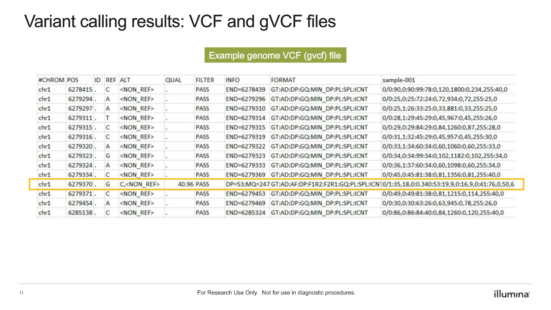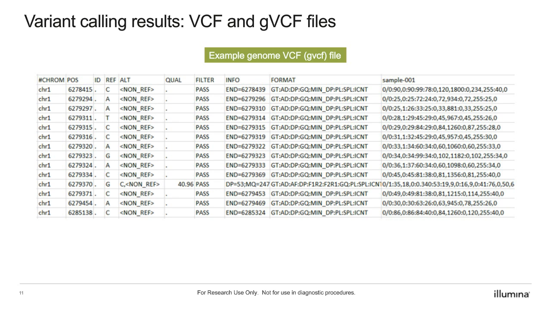Samples will generally contain large stretches of non-variant sequences. So rather than report each non-variant position individually, stretches of non-variant sequences with similar read depth are reported as blocks or bands in the gVCF. The blocks of non-variant sequences start at a position listed in the position column, or the POS column, and end at the position listed in the info column. In this example that I have highlighted, we have a block that's 25 bases.